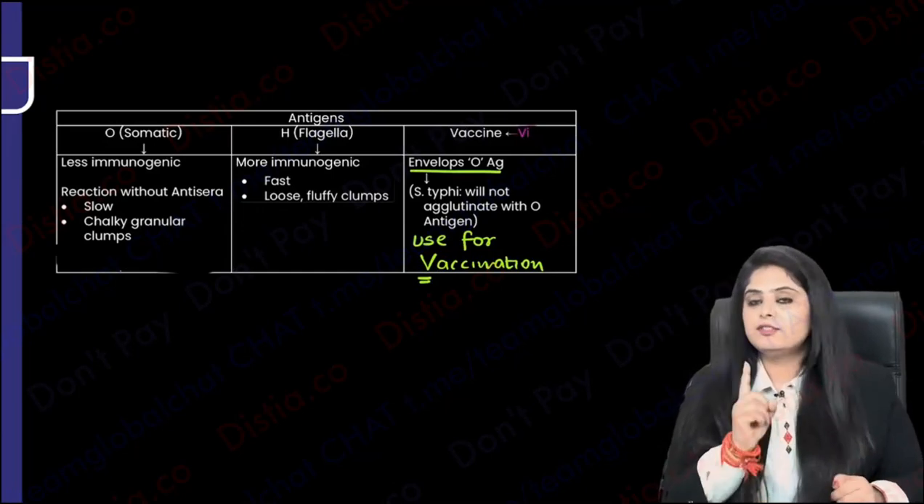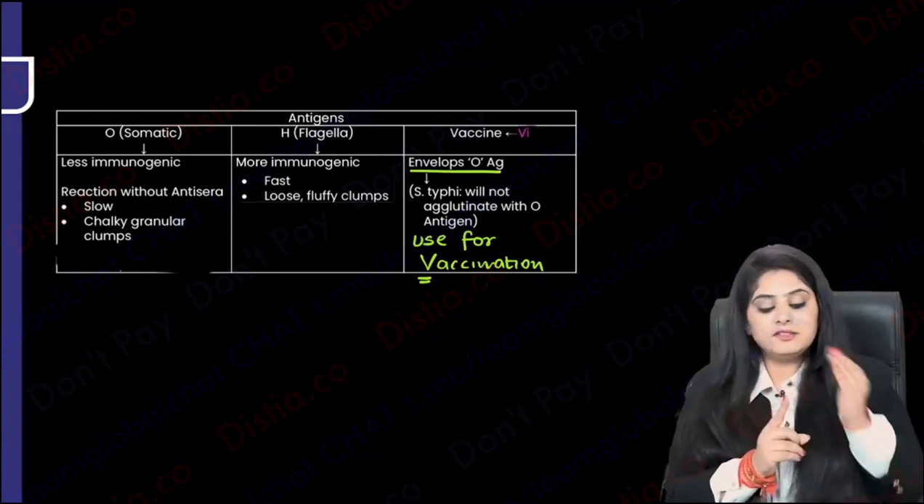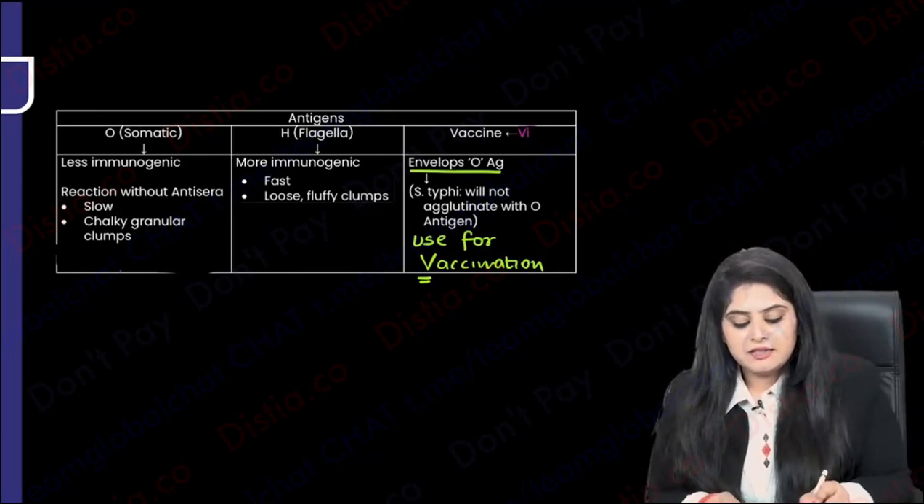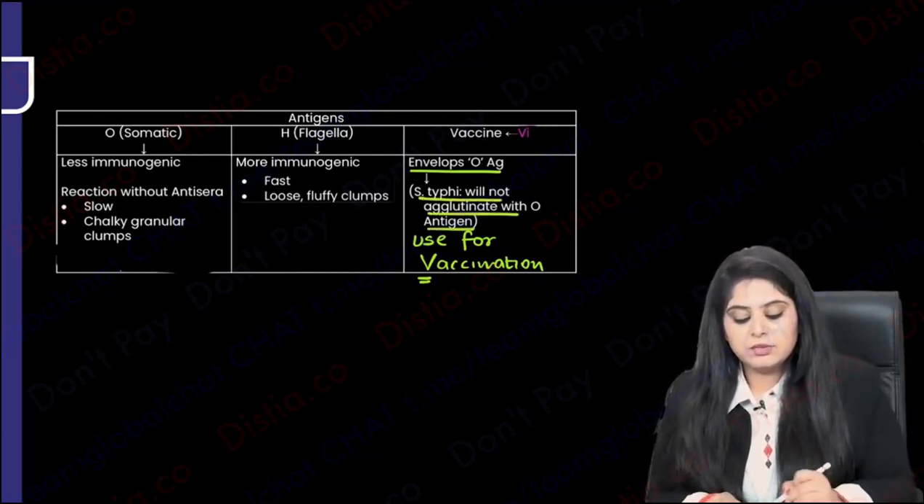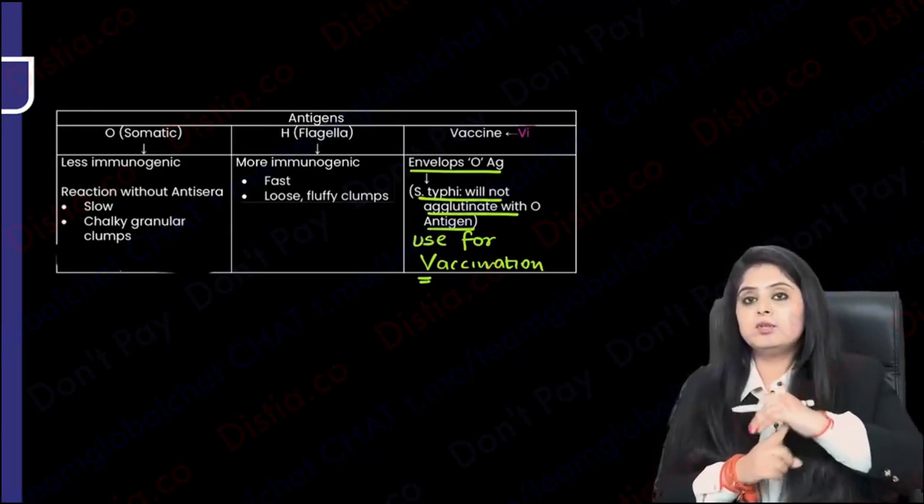So tell me, this was an O antigen. If I would have added anti-O anti-sera, a reaction would happen. But if it is covered with VI antigen, now if I add anti-sera, will it agglutinate? No, this will not agglutinate. So please remember, the VI is a cover. VI is a cover over the O antigen.